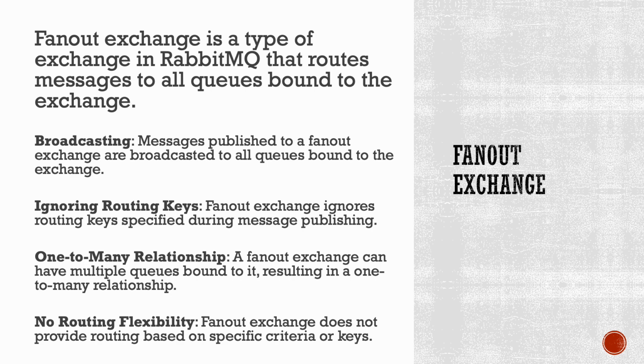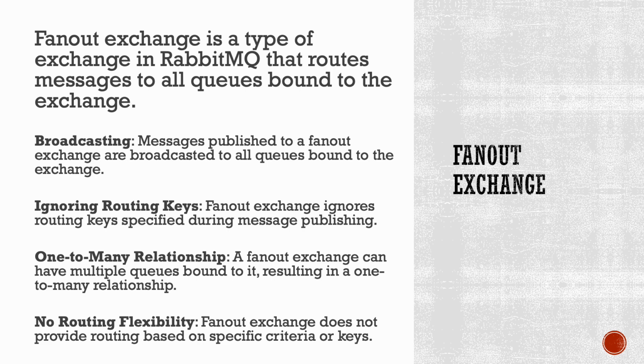Broadcasting. When a message is published to a fanout exchange, it is broadcast to all queues bound to the exchange. The message is duplicated and delivered to each bound queue. Ignoring routing keys. Unlike other exchange types, a fanout exchange ignores routing keys specified during message publishing. It indiscriminately sends messages to all bound queues.